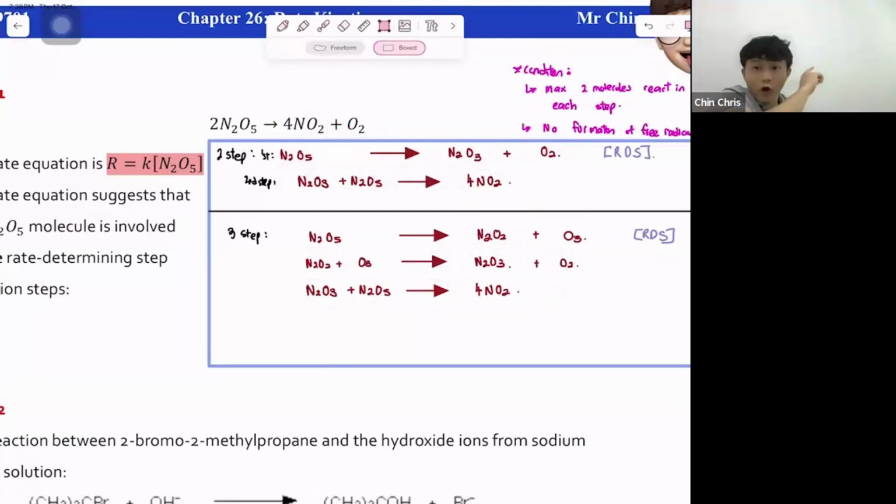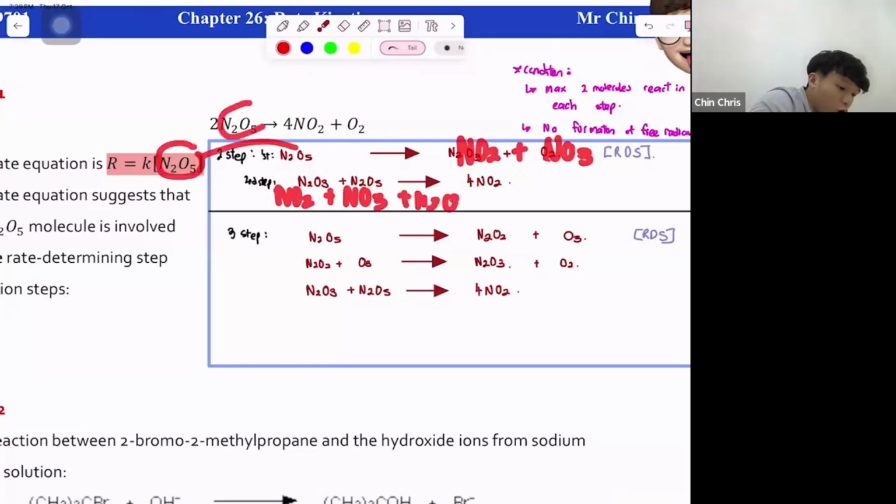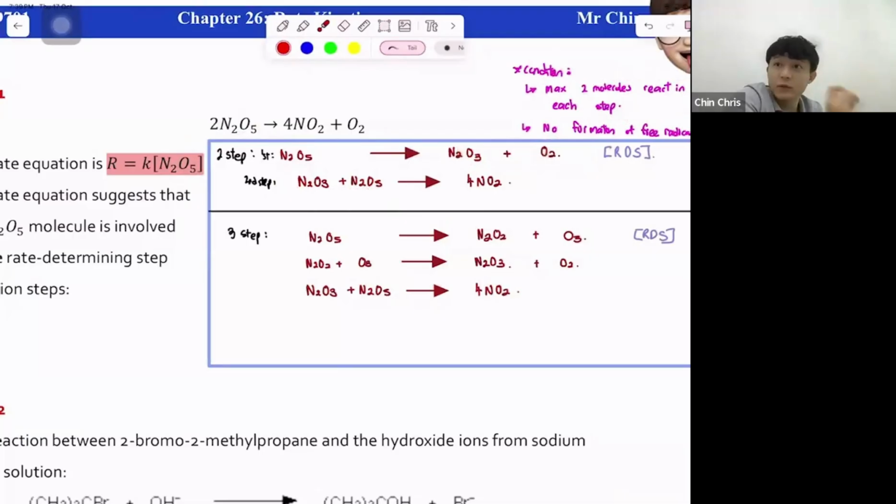Sometimes you might be asked, why can't we do NO2 and NO3 here? If I do NO2 and NO3 here, the second step will be NO2, NO3 and another N2O5, and my condition is a maximum of 2 molecules of reactant. Sometimes they might just give you a condition. You have to follow it.